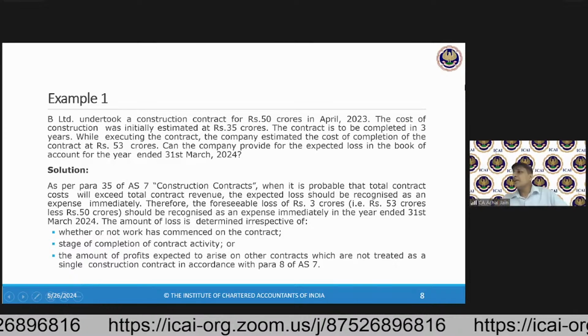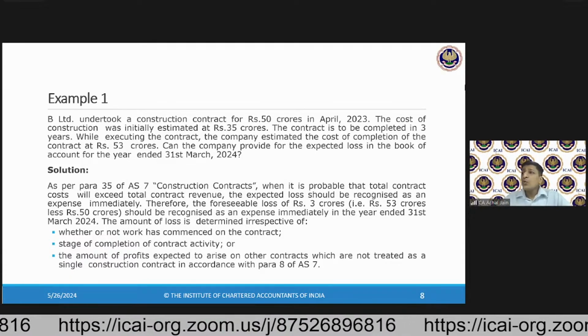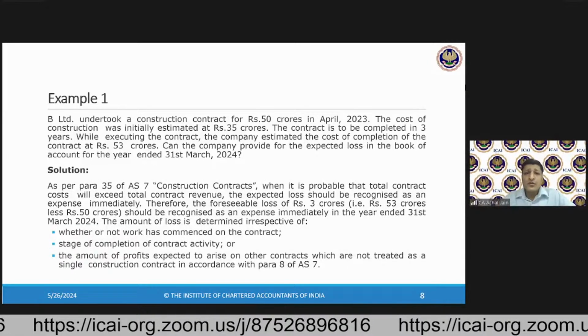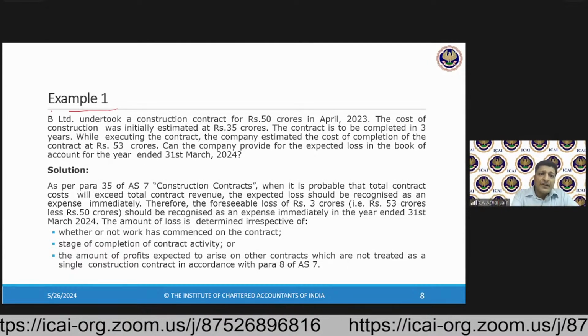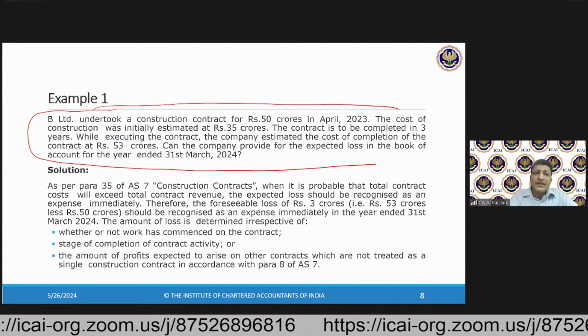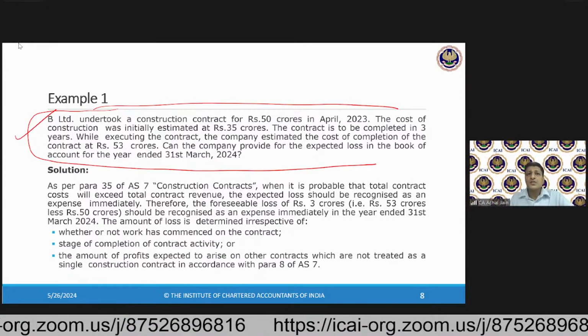Over to you. What do you think? Quickly, over to you. What should be done in this scenario? Yes, tell me. What should be done by the company in this scenario? Waiting for a response.